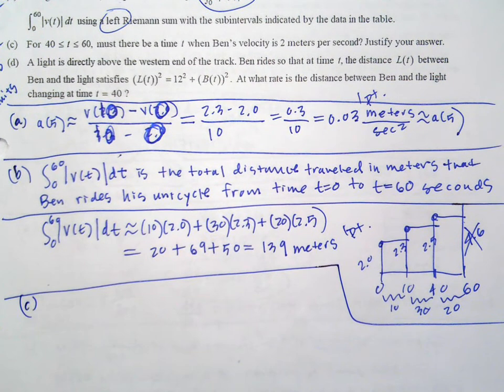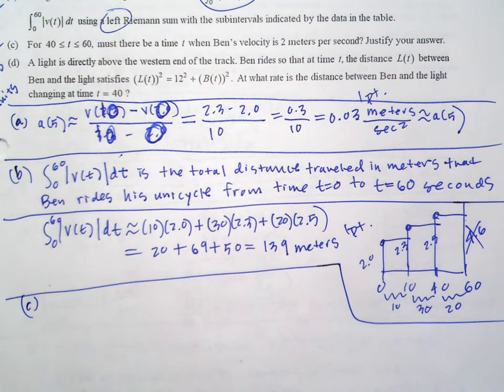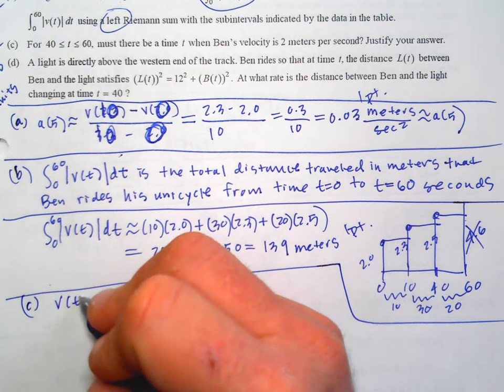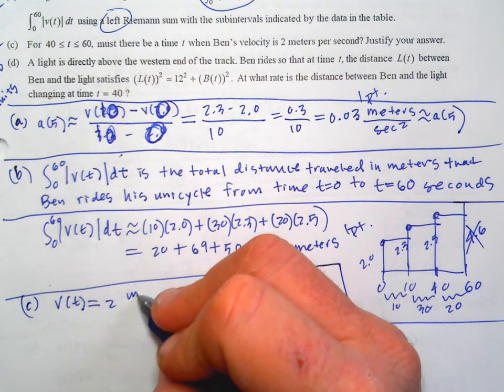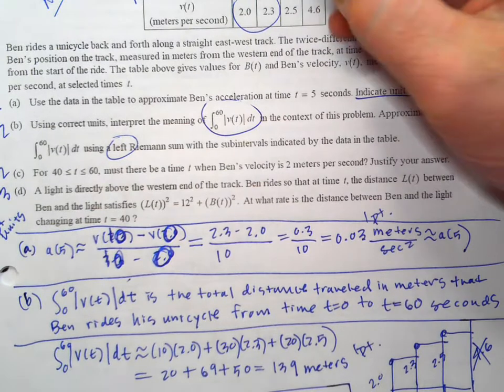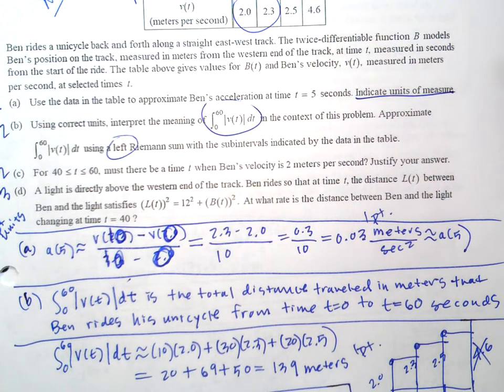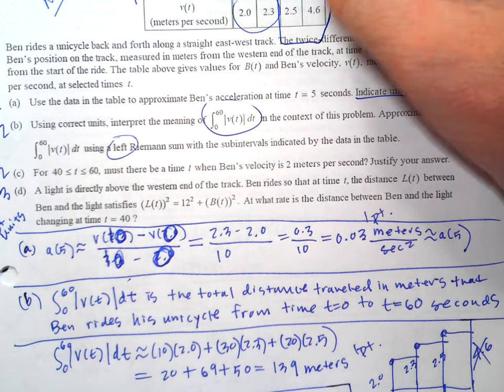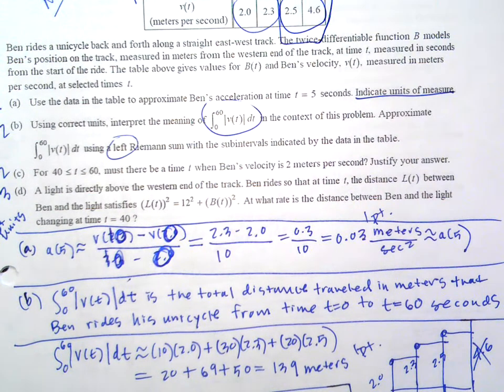C says from 40 to 60, must there be a time t when Ben's velocity is 2 meters per second? Justify your answer. So we're trying to figure out, is there a time when Ben's velocity is 2 meters per second? And if you look at the table, it is 2 meters per second. Now, they said from 40 to 60. Now, I mean, intermediate value theorem isn't going to help us. Mean value theorem isn't going to help us. Well, actually, mean value theorem might. Yeah, I think mean value theorem might.